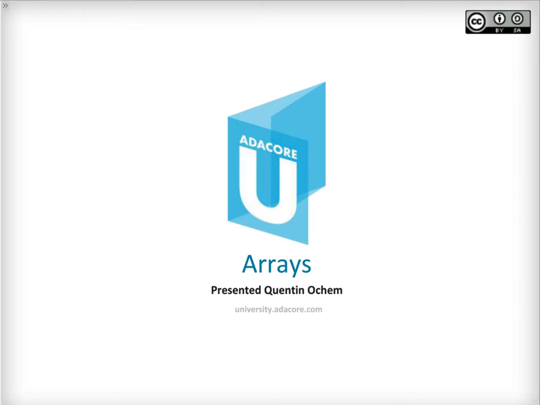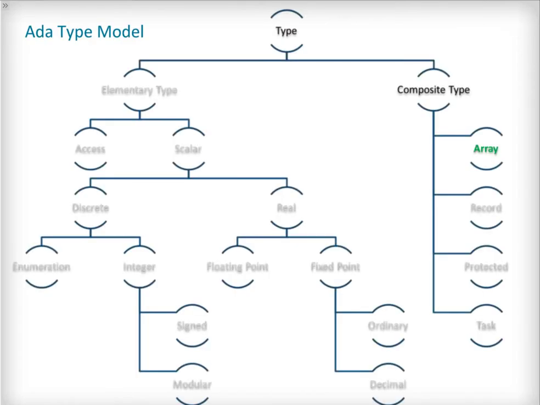My name is Quentin Oshem, and today I'm going to introduce to you the notion of arrays in Ada. If we look back at the type model chart that we discussed earlier, we can see that so far we've only been talking about elementary types, namely enumeration, integers, and floating point values. We are now going to start working on composite types, that is to say types that are composed of several values. The simplest kind of composite type is the array, which is going to be today's discussion.